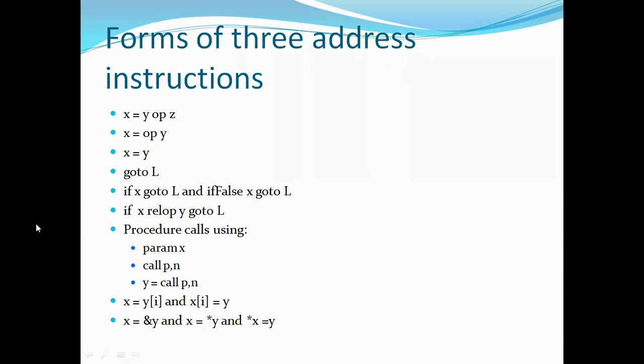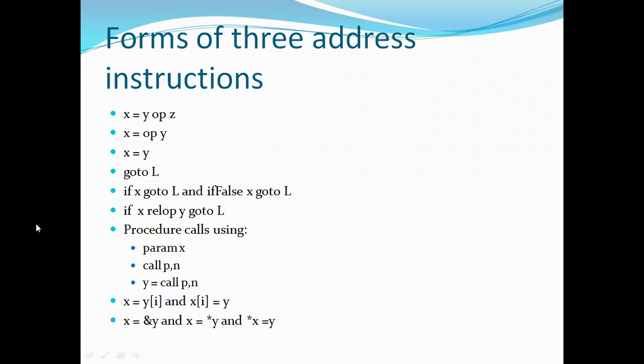If we have a programming language, with conditional statements, for any type of conditional statements, we need to use the next 3 forms of representations. And if you have any procedural calls from your programming language constructs, then you need to use param x, call p comma n, y is equal to call p comma n. These are the forms of representing the 3 address instructions.